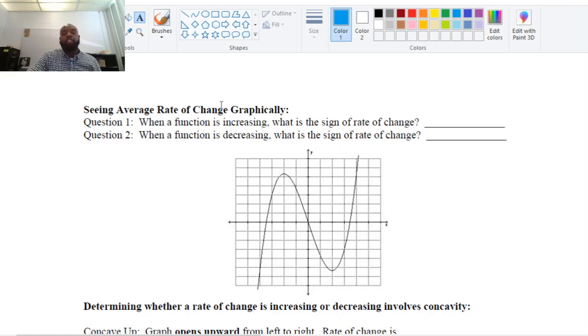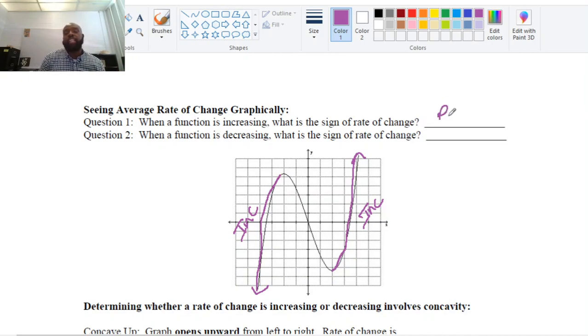All right, see an average rate of change graphically. Question one, when a function is increasing, what is the sign of rate of change? Rate of change is usually at a specific point. This is a nonlinear function here. And so what I'm going to do is notate when the function is increasing. This graph has no endpoints. And so on this interval here, my graph is going up, right? So it's increasing on that interval. And over here on this interval, it is also increasing, right? When we increase, if we were to do a slope, our average rate of change or our rate of change, we would go up and to the right to get to the next point, right? Rise over run slope.